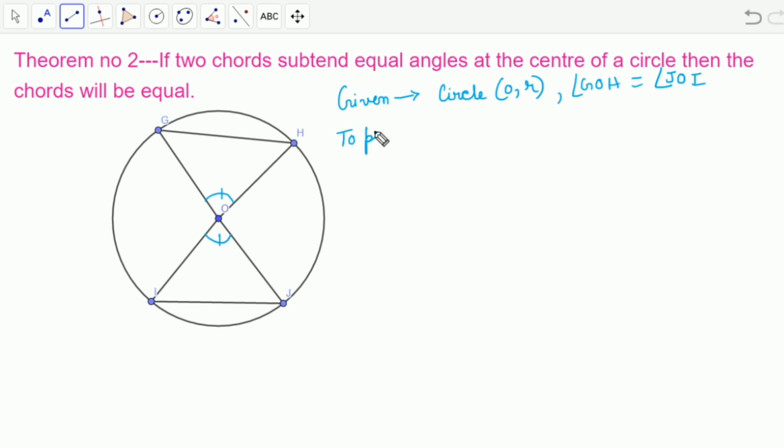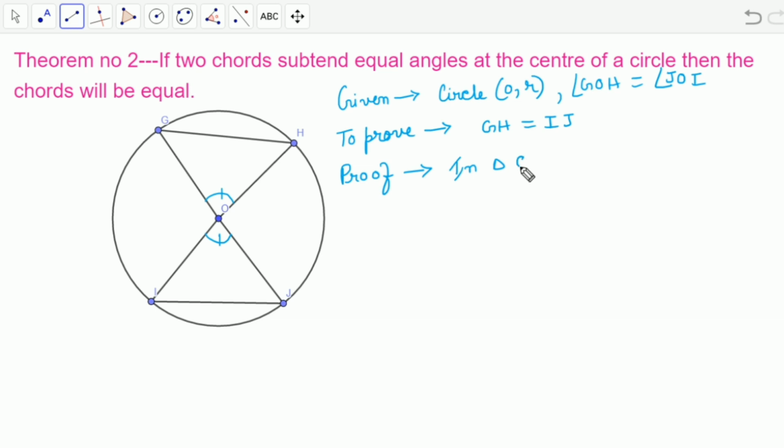So what we have to prove? We have to prove that GH is equal to IJ. What is the proof? Let's prove it. Again, we'll follow the congruency of the two triangles. You can clearly see there are two triangles. So we will consider those two triangles.